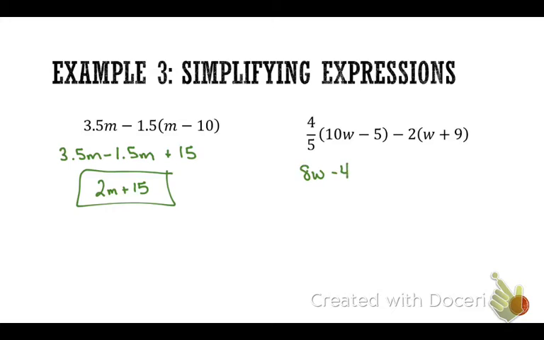I got 8W because I did 4 times 10 is 40, and 40 divided by 5 is 8. And 4 times negative 5 is negative 20, divided by 5 is negative 4. Then minus 2W minus 18. Now I can combine my like terms. What's 8W minus 2W? 6W. And what's negative 4 minus 18? Negative 22. Great job, guys.